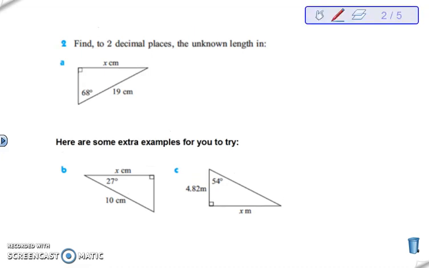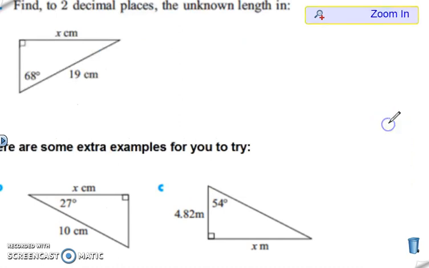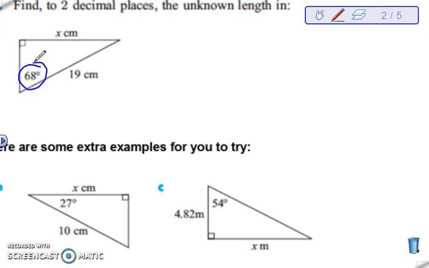For our next example, we're going to use our trig functions to solve for a missing value. It says find in two decimal places the unknown length. So the first thing we want to do is look at which angle they gave us. Again, that's our reference angle. So we have the 68 degrees given. So our hypotenuse is the longest side, right? Our opposite side is furthest from the marked angle, and our adjacent side is closest.